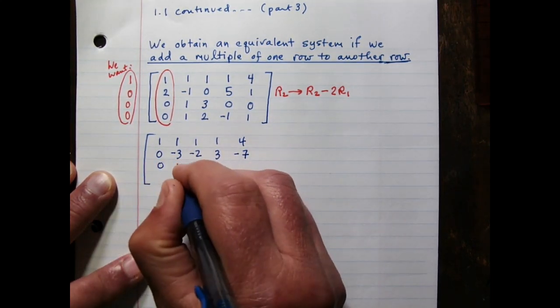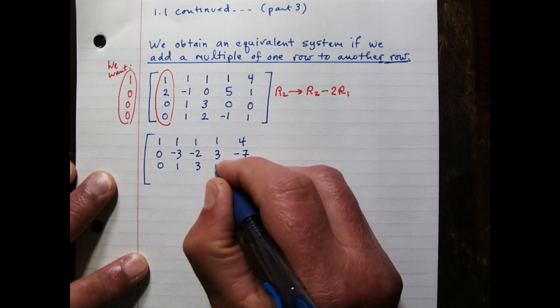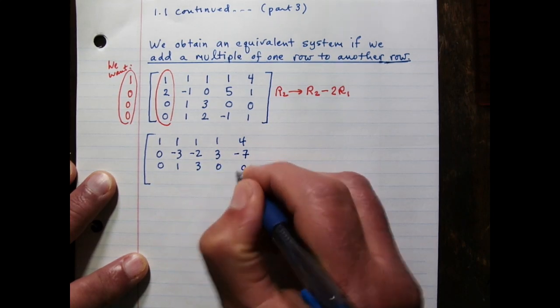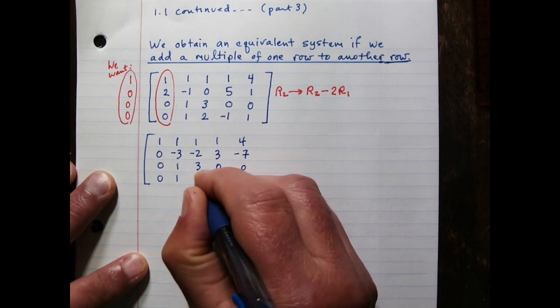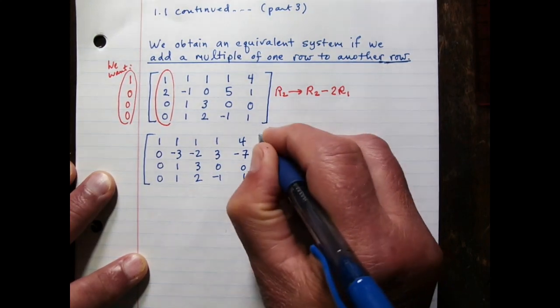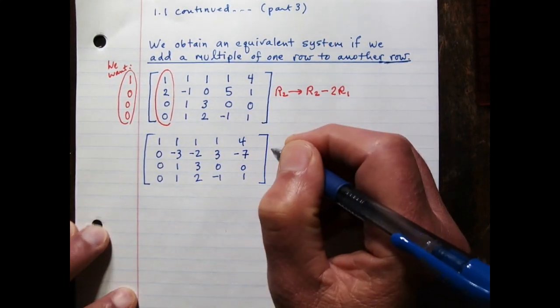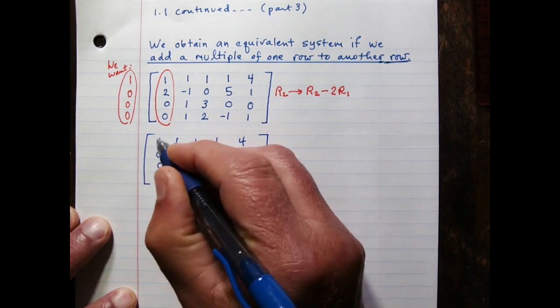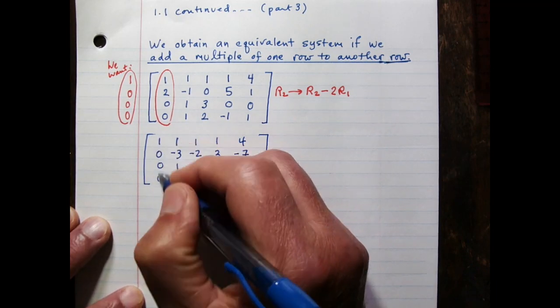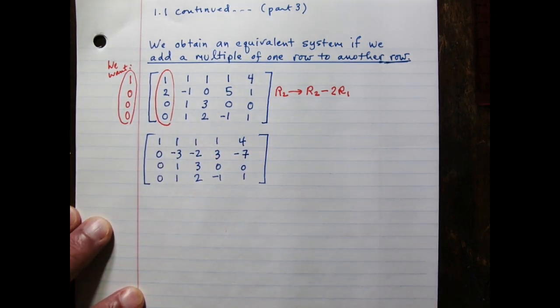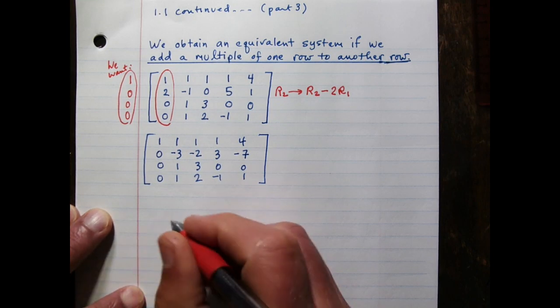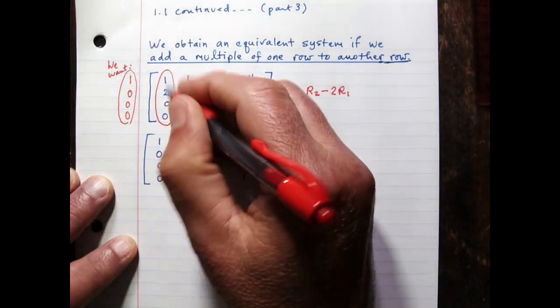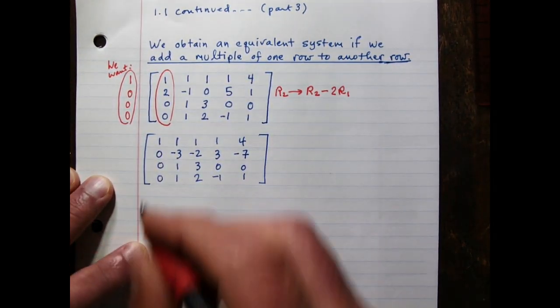The third and fourth rows stay the same: 0, 1, 3, 0, 0, and 0, 1, 2, negative 1, 1. And notice I'm happy now that I have this 1 with zeros below. Of course, I lucked out in this problem where I only had to make one change to get that.